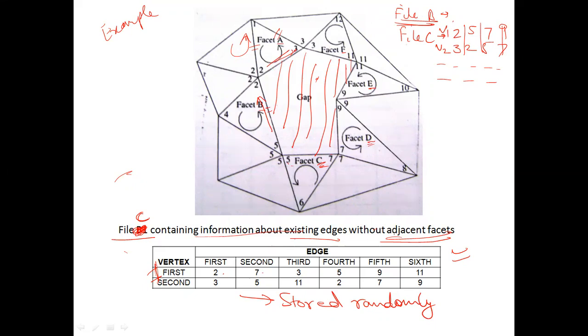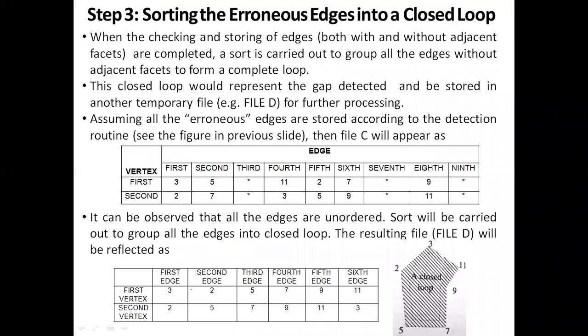But what I have done is I have made sure that this gap that you see over here has got 6 edges. 1, 2, 3, 4, 5, 6. So all the 6 edges have been properly stored over here in terms of their vertices.